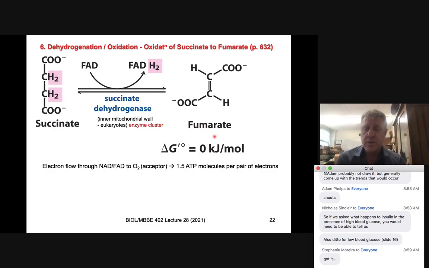molecule. So I want to bring to your attention now how the FADH2 is equivalent to a certain number of ATP molecules. Electrons passing through the process of NAD and FAD to oxygen, which is the electron acceptor, which is going to give us metabolic water, basically gives us 1.5 ATP molecules per electron pair. So I want you to keep that in mind.